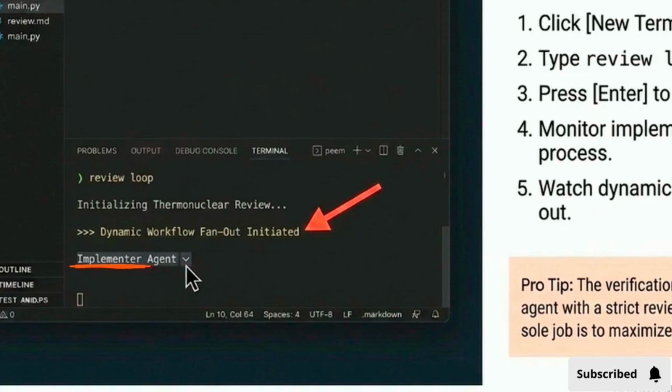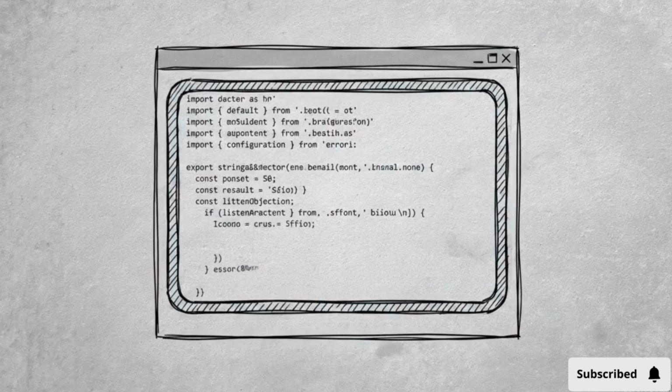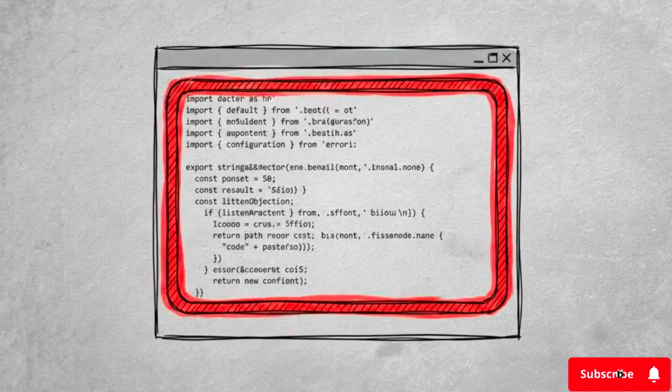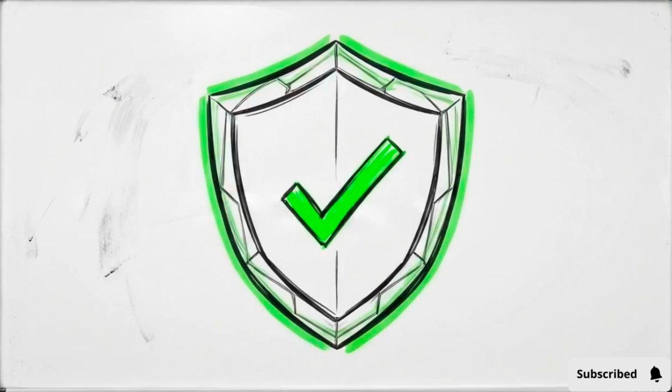The reviewer generates a JSON file with an overall health score, in this case a 68 out of 100, and flags critical issues like missing environment variables. The code remains locked in this cycle until the implementer agent resolves every single issue the reviewer flagged. It forces the system to meet your required metrics before anything gets finalized.